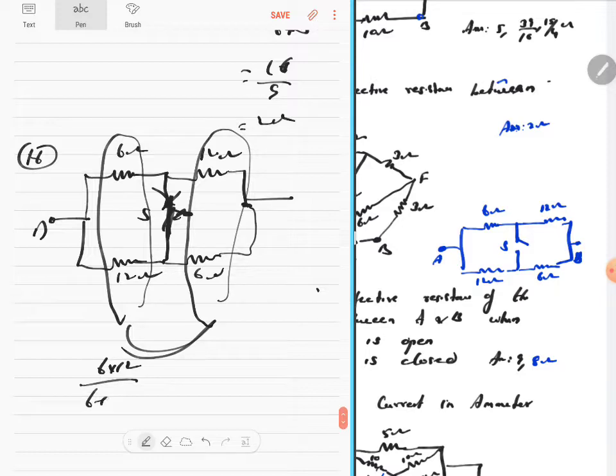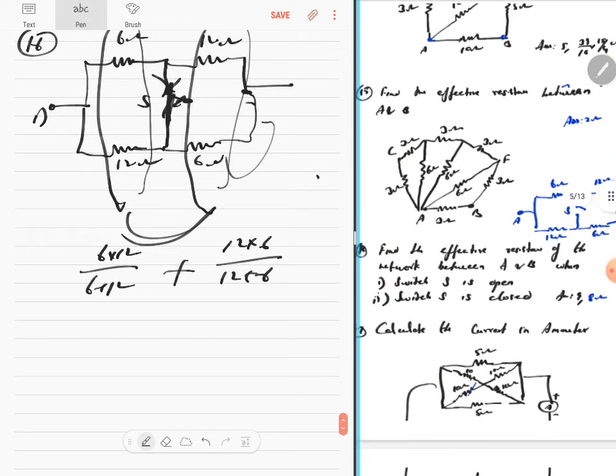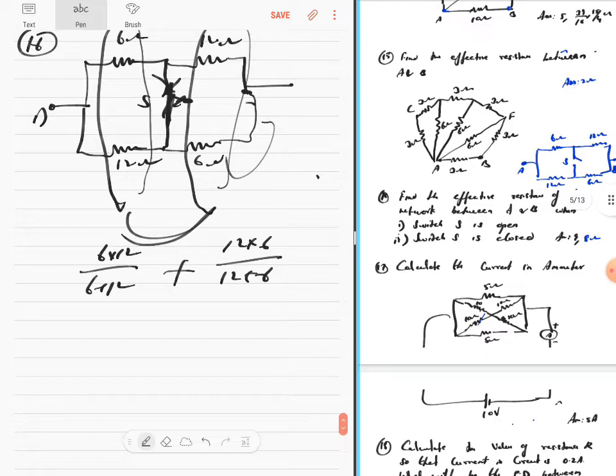This is also 12 into 6 by 12 plus 6. But they both are in parallel, the answer of it by half. They both are in series, sorry. These two parallel, then those two has to be in series. So just add it up. So you should get the answer. Can I go to next question? Are you clear with that? It's very, very important. So let's go to next question, which is the 17th question.